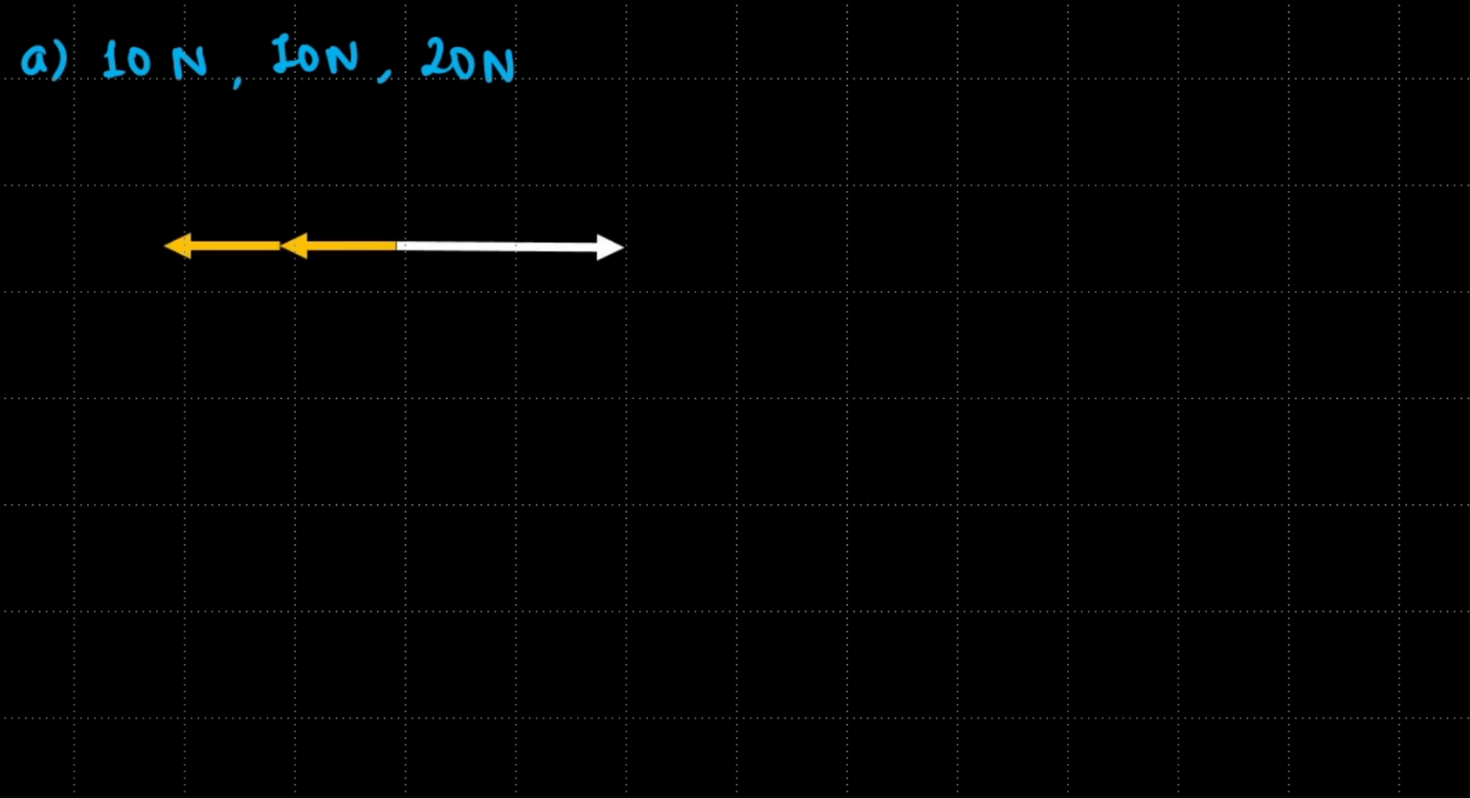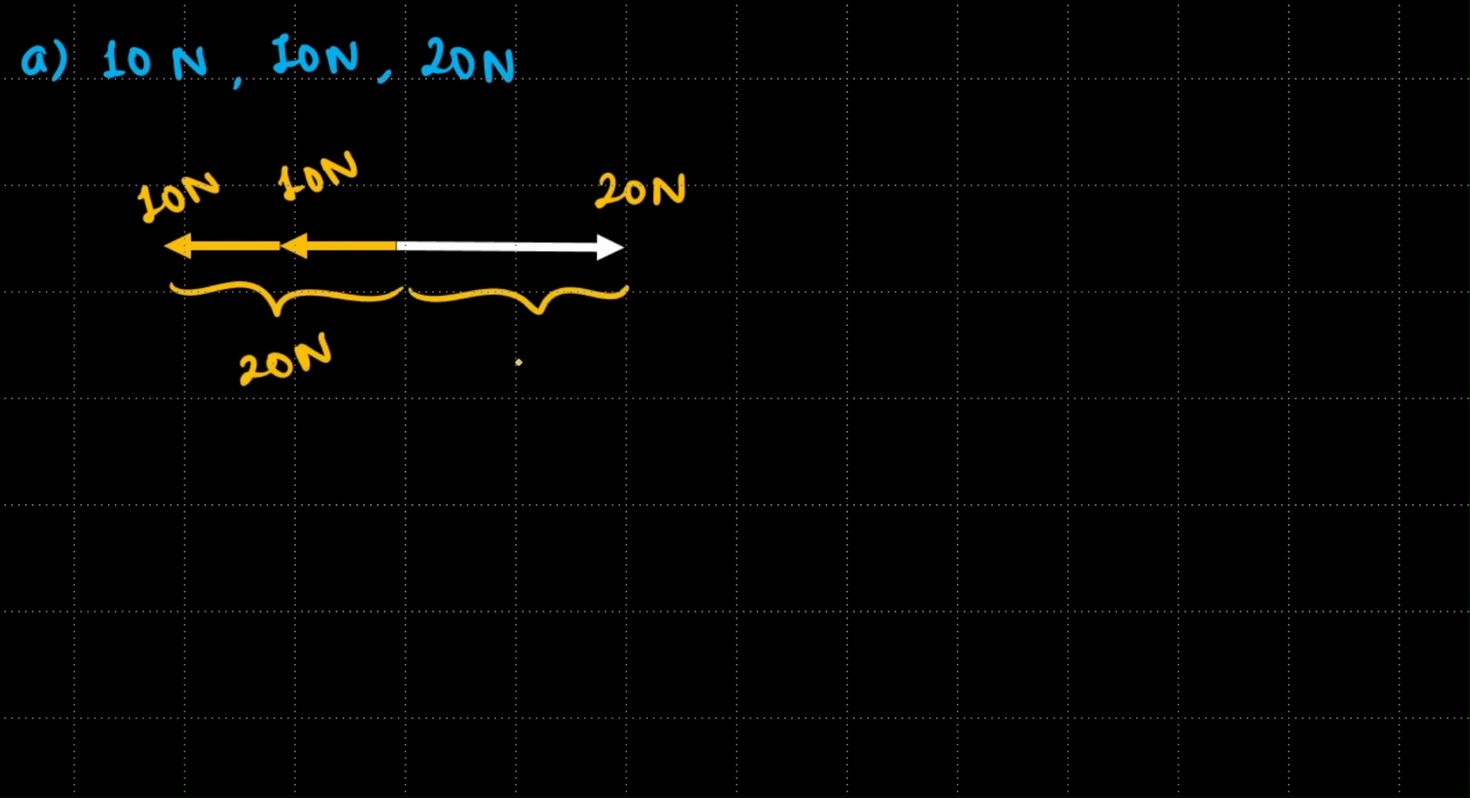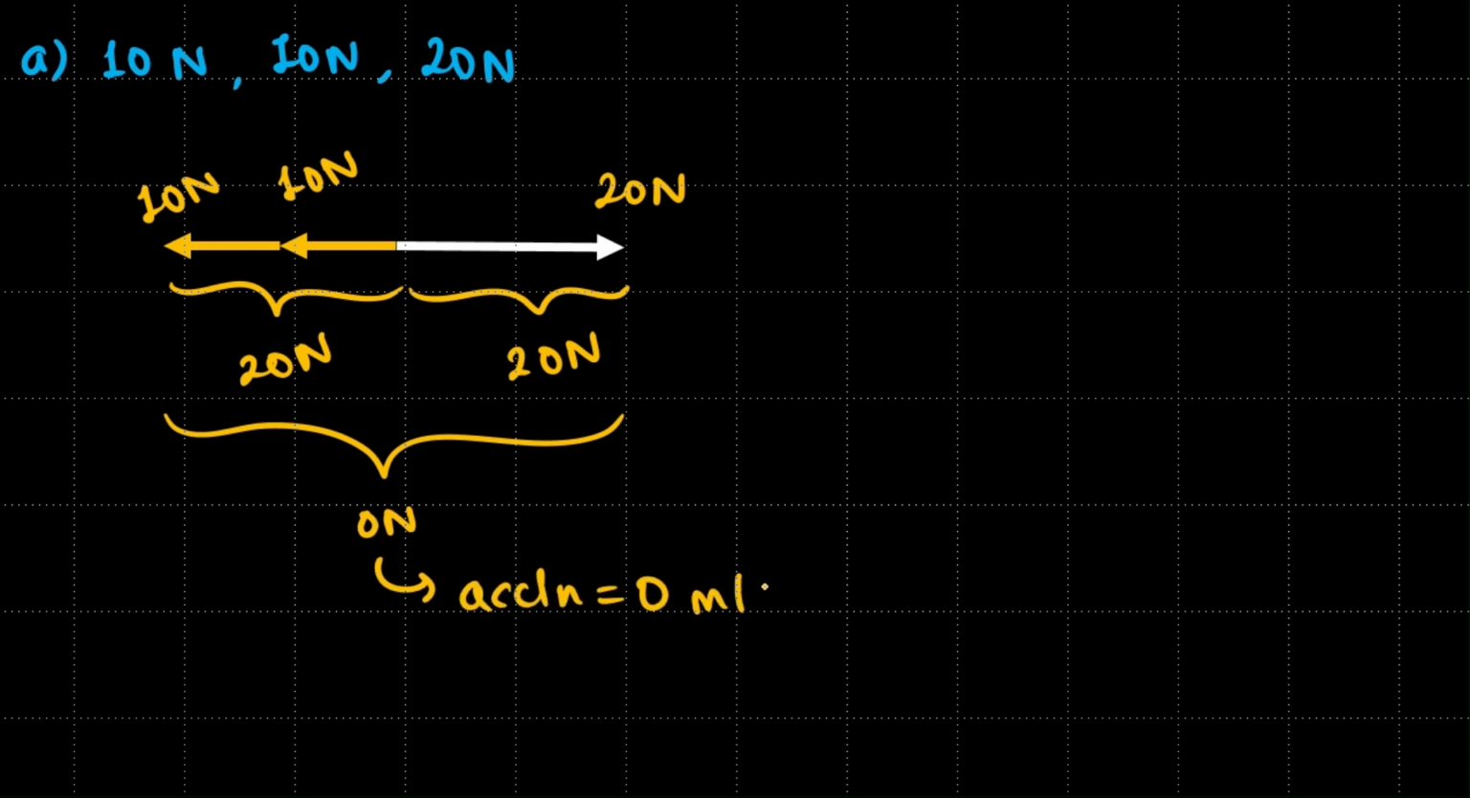Think about it. Here there is a 10 Newton force, here there is a 10 Newton force, and here there is a 20 Newton force. If there is an object somewhere over here, this is the same as saying a 20 Newton force here and a 20 Newton force here, and as a result, the net force is 0 Newtons, which means that the acceleration is also 0 meters per second squared.